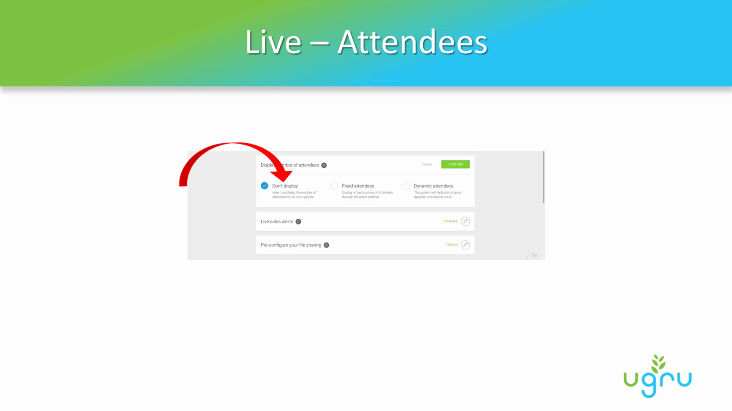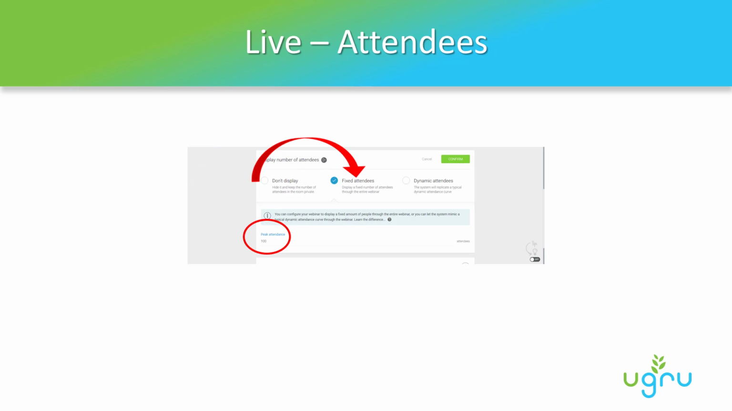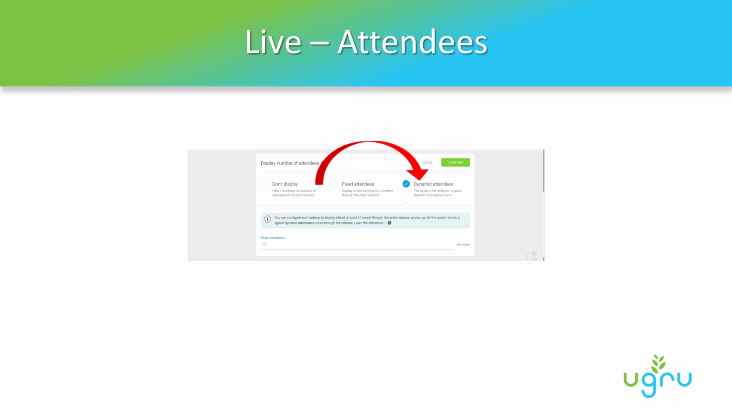The first is Don't Display. This hides the attendee count. Then you have the Fixed Attendees, which displays a fixed number of participants throughout the webinar, and Display Dynamic Attendees, which will display different numbers during the webinar, and it will increase and decrease at certain times.